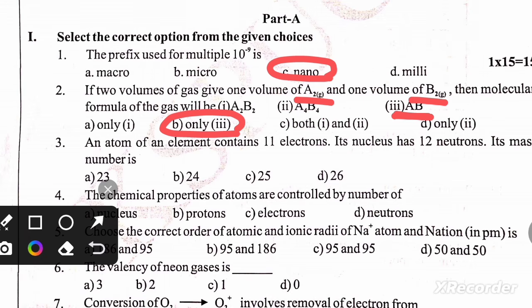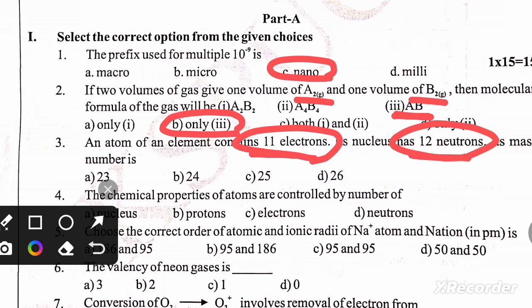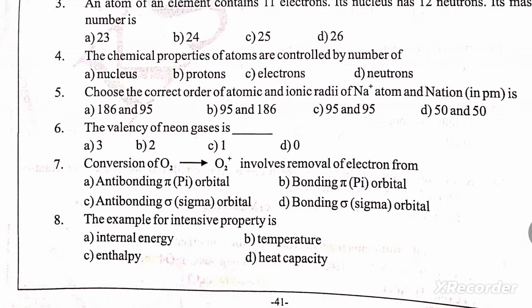An atom of an element contains 11 electrons, its nucleus contains 12 neutrons, then its mass number. So for the mass number, we need to add the number of electrons and the number of neutrons. So we will get 23 as the right answer for this question.